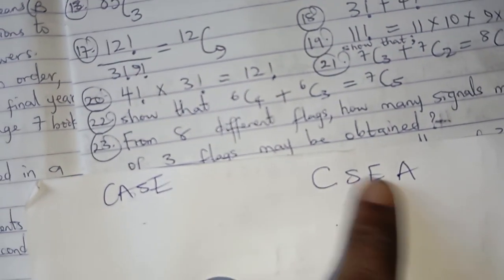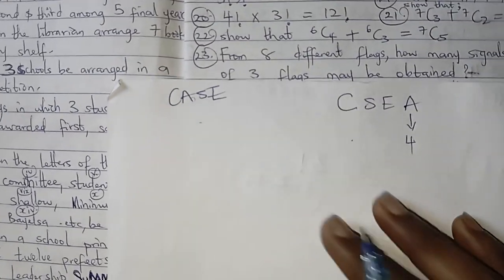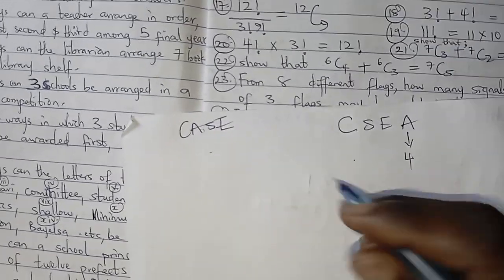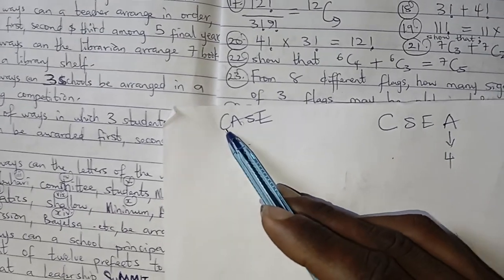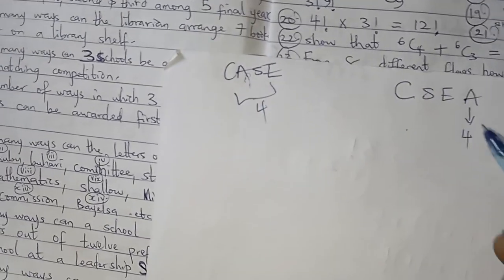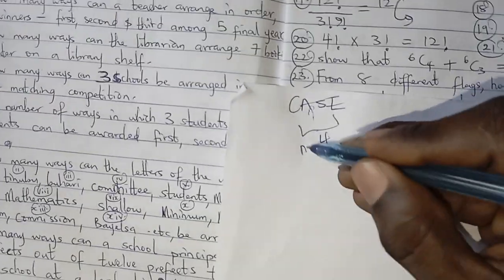CASE, CSEA. So how do I arrange it? All I need to do is to say A is the fourth letter in this case. They want, in how many ways can I put it in the fourth letter. So in this kind of case, notice that the number of objects is 4, and the number of objects they are giving me here is 4. They want me to make A the last object. So it's more like telling me to go through the 4 objects. So r is equal to 4. n is equal to 4.